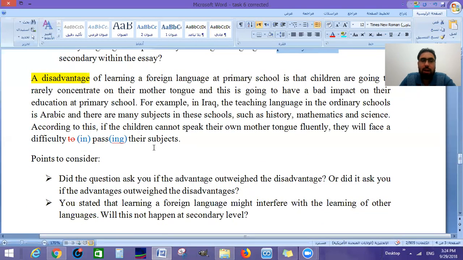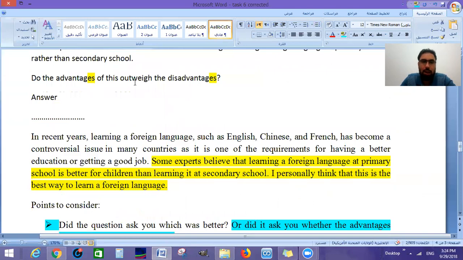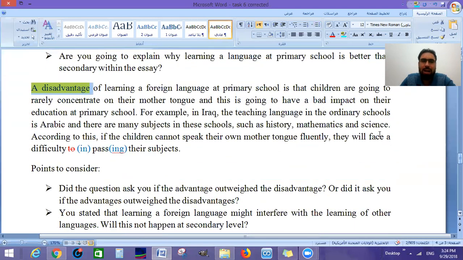So here we have a disadvantage. The question clearly asks us, do the advantages outweigh the disadvantages? So we have a disadvantage. Are we going to see another disadvantage? We'll see. "A disadvantage of learning a foreign language at primary school is that children are going to rarely concentrate on their mother tongue. And this is going to have a bad impact on their education at primary school.